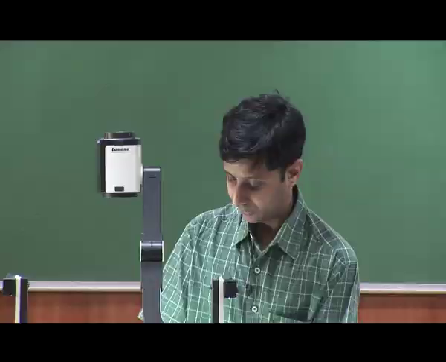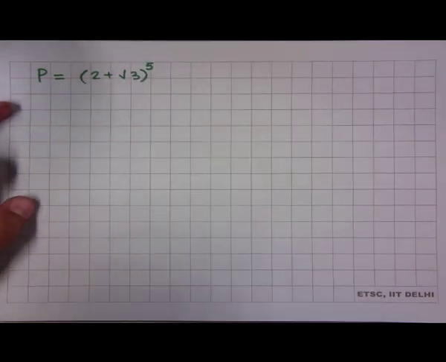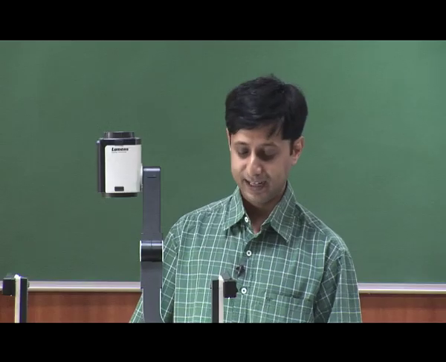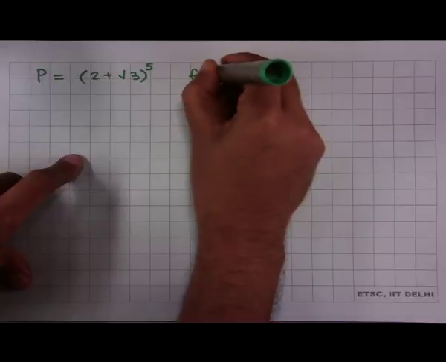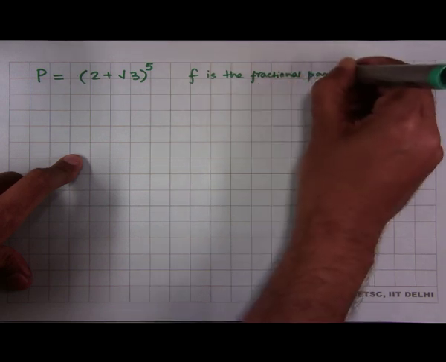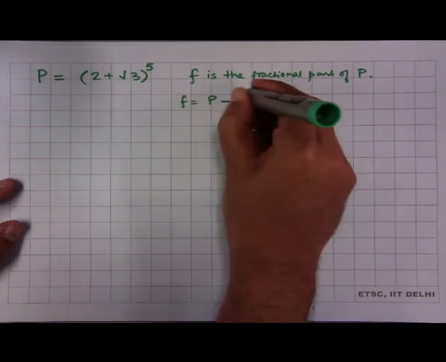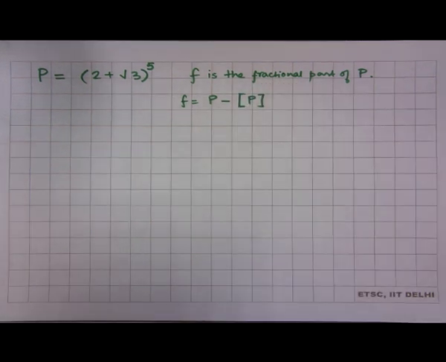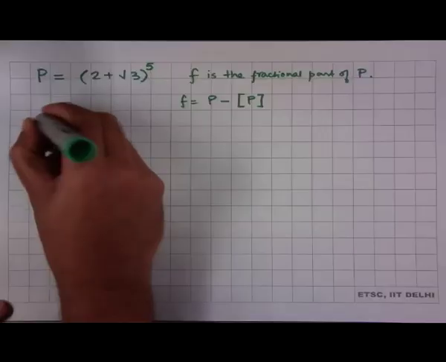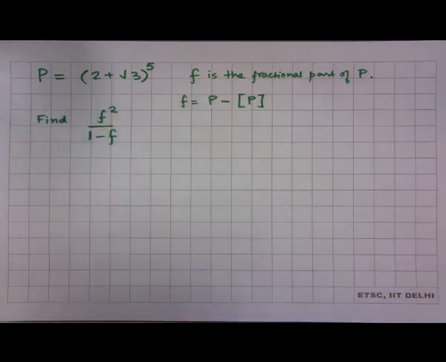So, let us say the question is p is equal to (2 plus root 3) whole power 5, and this p has an integer part and a fractional part. f is the fractional part. So, the way the question can be stated is f is equal to p minus the largest integer inside p. Okay, this is given. Find f squared by 1 minus f. So, this is the question. Find the value of f squared by 1 minus f.